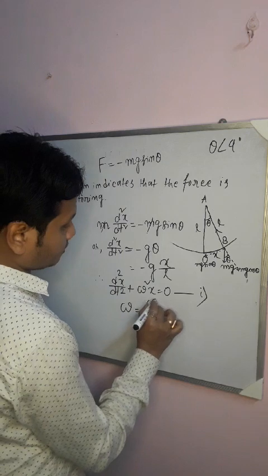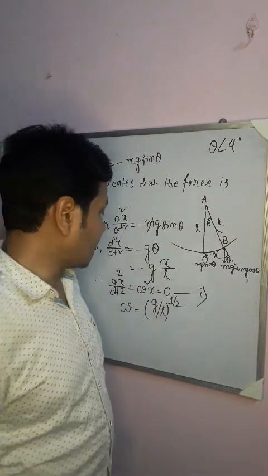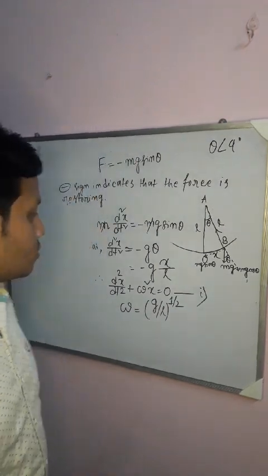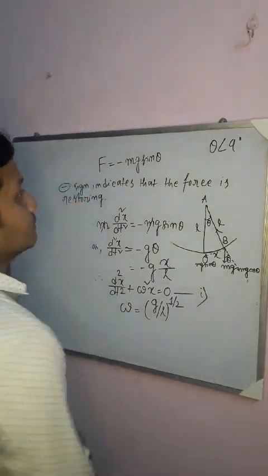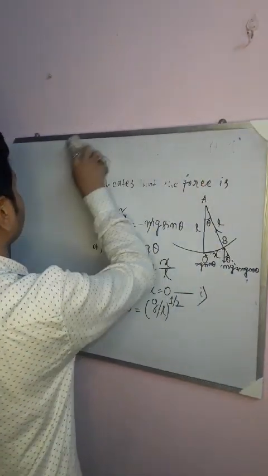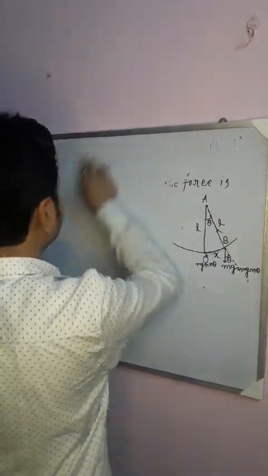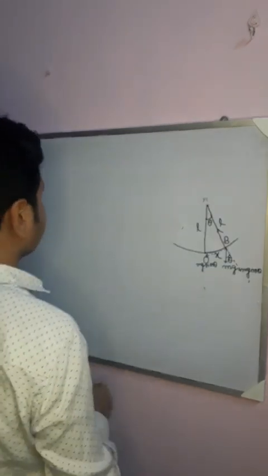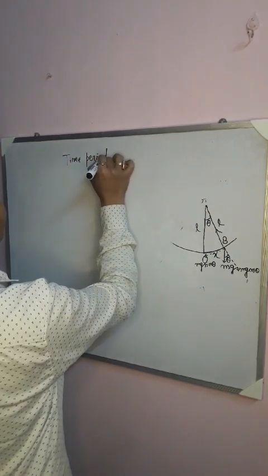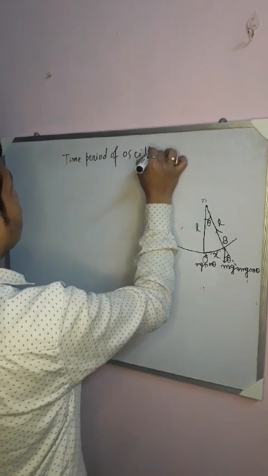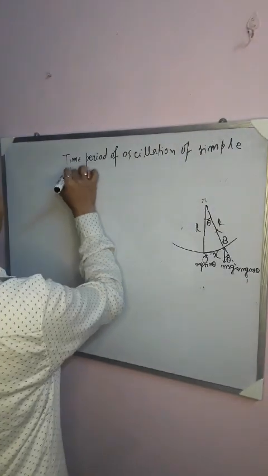So the equation is d2x/dt2 plus omega squared x equals 0, where omega is the angular frequency of oscillation, which we all know is the square root of g by L. Once we find omega, we can easily calculate the time period of oscillation of the simple pendulum.